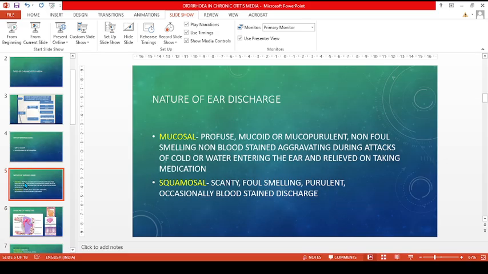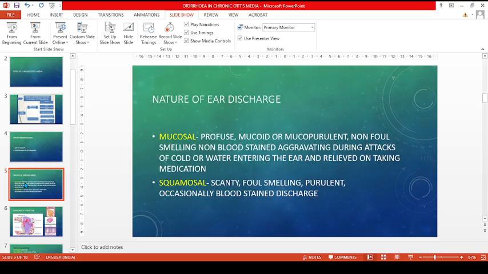The next statement that we saw is regarding the characteristic of ear discharge. In case of mucosal disease, we saw that it was mucoid or mucopurulent, whereas it was purulent in case of squamosal disease. Again, because of the same reason, that is, lack of mucus secreting glands in the attic, the discharge is purulent, unlike the case with mucosal disease. The discharge is non-foul smelling in case of mucosal disease and non-blood stained, whereas in case of squamosal disease, it is foul smelling and occasionally blood stained.